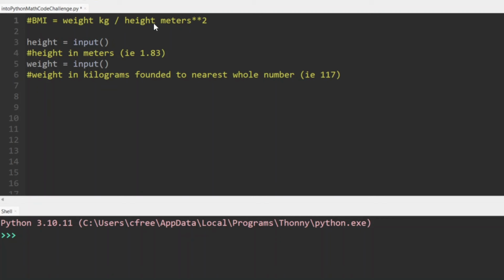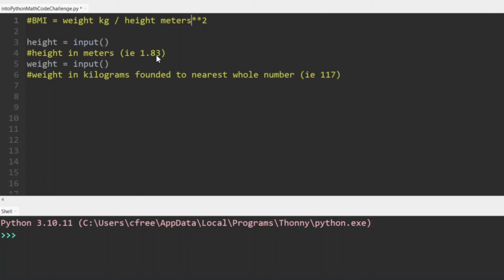So I forgot to put meters in there. So we're looking for meters. Go ahead and Google this. You can Google your weight to transfer to kilograms, and Google your height and transfer to meters. You have all the information for this.